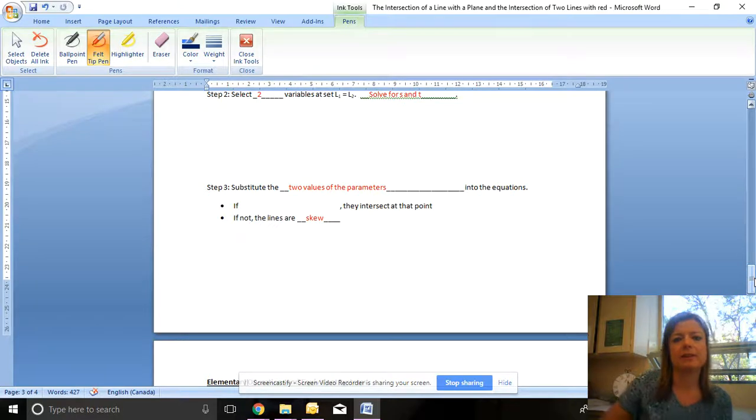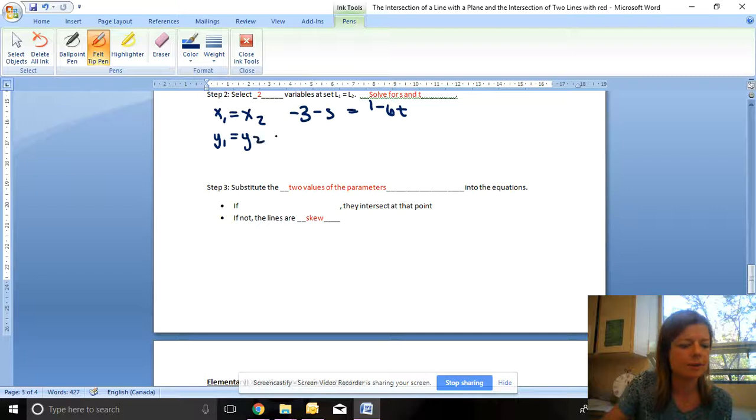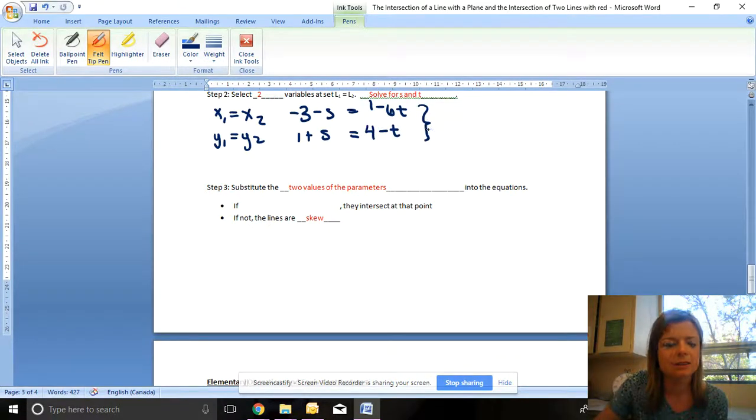Okay, so we just have a linear system. I'm going to make x1 equal to x2. So that's -3 minus s equals 1 minus 6t. And then I'm going to set y1 equal to y2, and that's 1 plus s equals 4 minus t. Okay, so then we go ahead and solve this system.